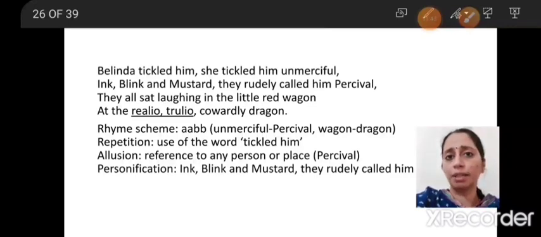Again, the very same line is a personification. How a personification? When inanimate objects are given human quality. Ink, blink, mustard, they rudely called him Percival. So here they are calling. So is that possible? No. So that figure of speech is personification. Clear?